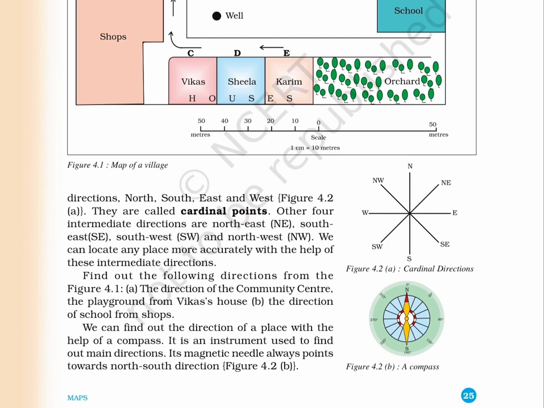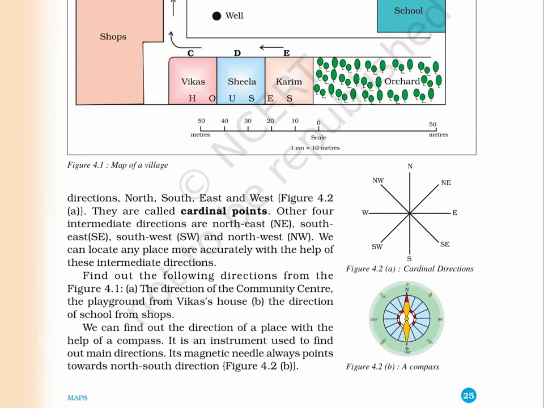There are 4 major directions: north, south, east, and west, as shown in figure 4.2a. They are called cardinal points. Other 4 intermediate directions are northeast, NE, southeast, SE, southwest, SW, and northwest, NW. We can locate any place more accurately with the help of these intermediate directions.